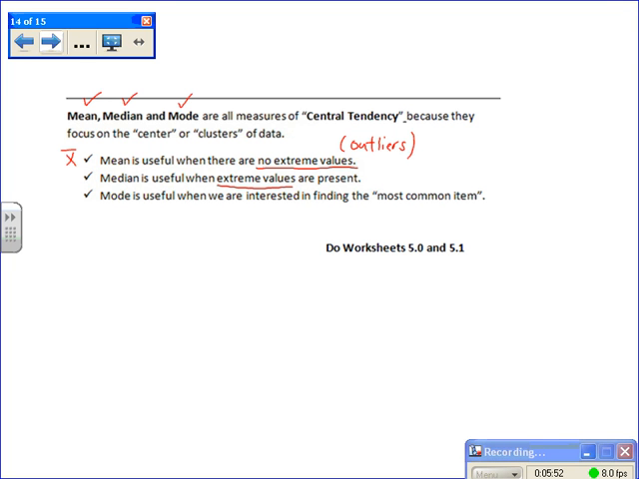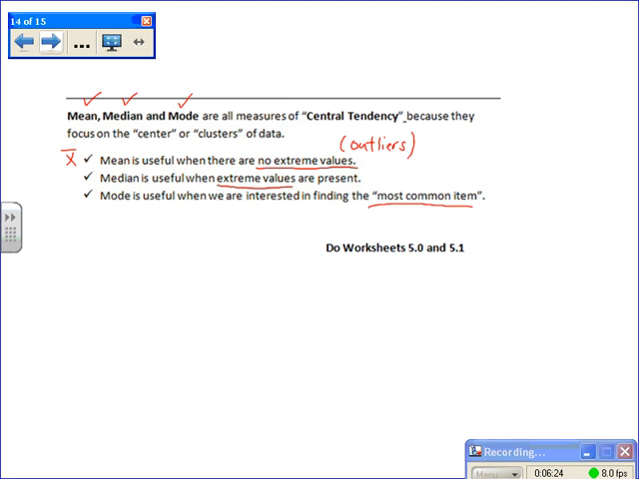A mode is going to tell us if we have a value that's occurring many, many times. Sometimes, if there are no outliers, we find that the mean, the median, and the mode are all very close. That could be very possible. But the mode is useful to us because it tells us that there's a particular data value or number that is popping up over and over again, and that is definitely of interest to us.